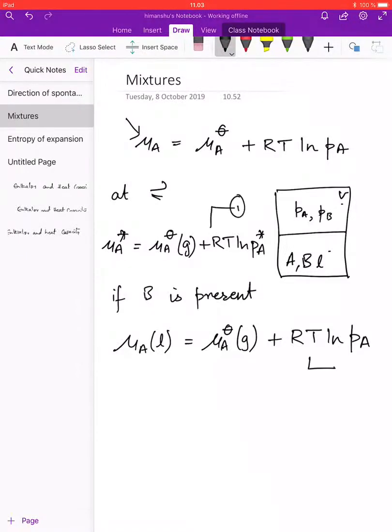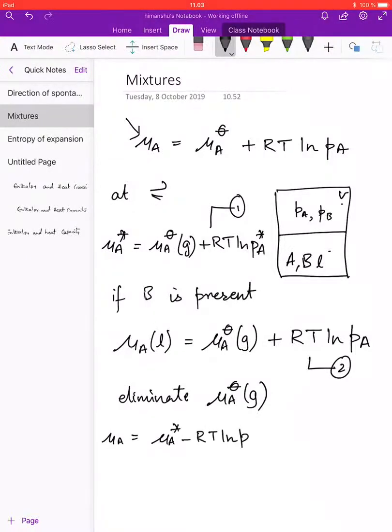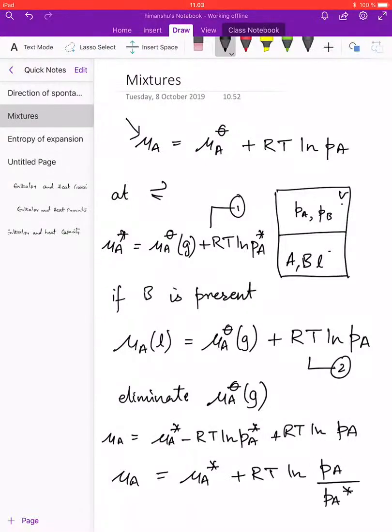If we call this equation 1 and we call this equation 2, we can eliminate the standard chemical potential of A. And if we do that, we will get the chemical potential of A equals the chemical potential of pure A minus RT logarithm the vapor pressure of A plus RT logarithm the partial pressure of A. And then this equation becomes that the chemical potential of A is equal to the chemical potential of pure A plus RT logarithm of the partial pressure of A divided by the vapor pressure of A.